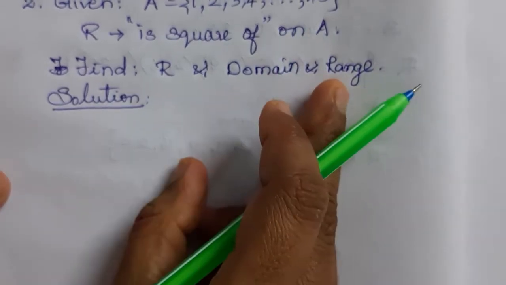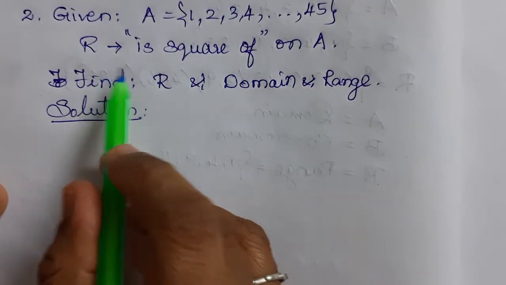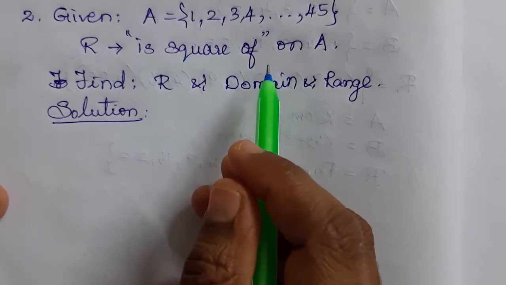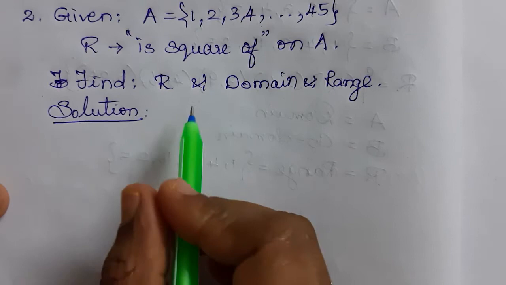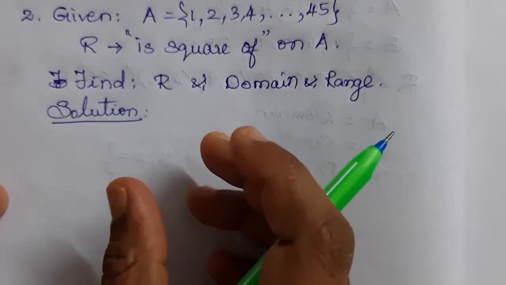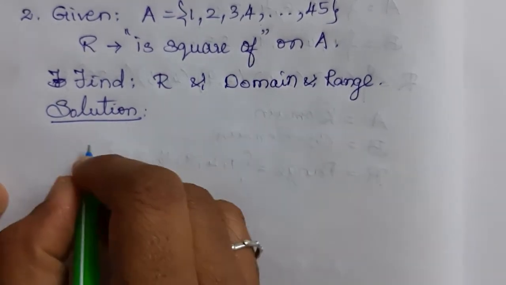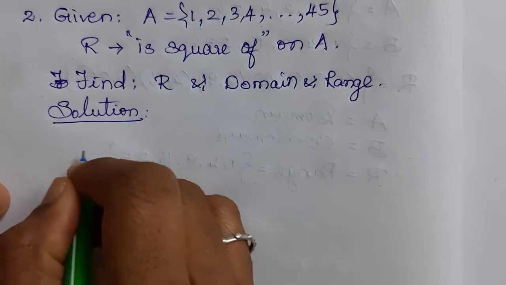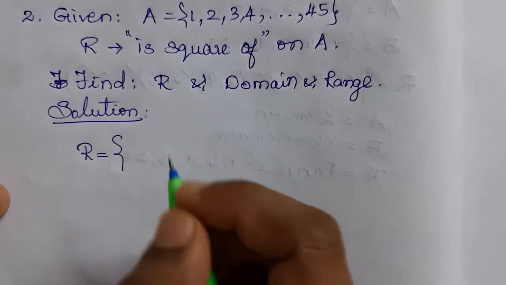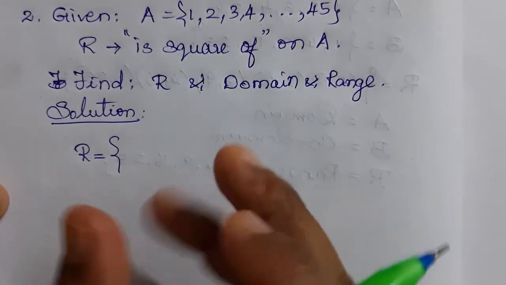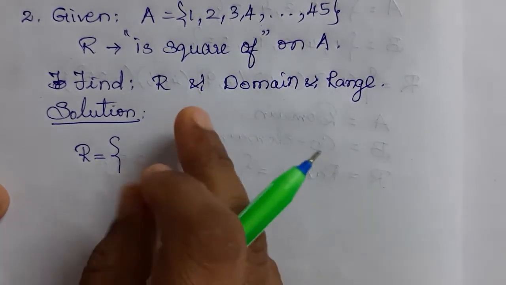R is a square on A, which means your set B is nothing but your relation. Now let's write the relation according to the information given. Relation R is a subset of A cross B, where A is given but B is not given.